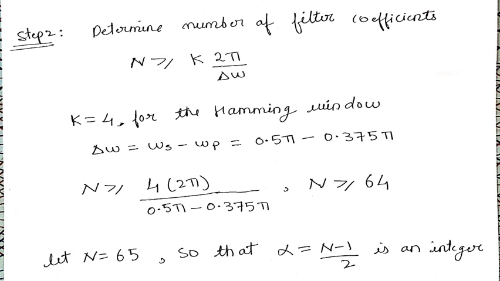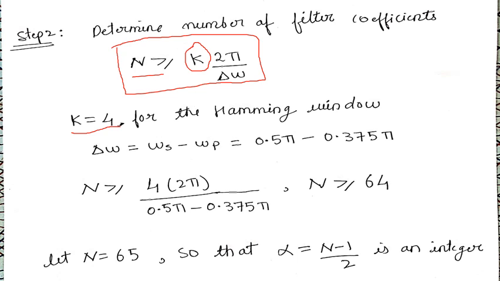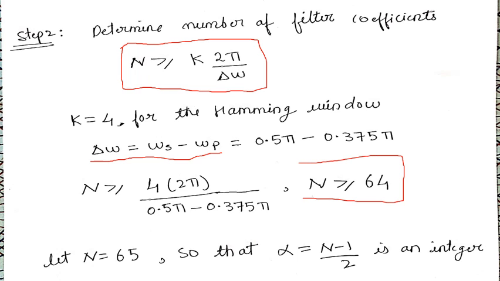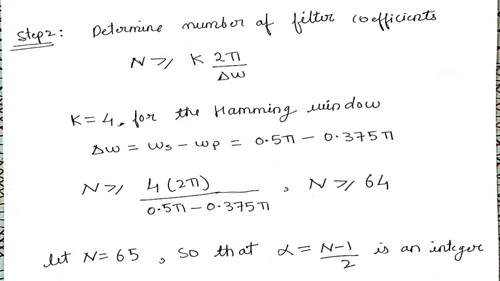Step 2 is to determine the number of coefficients N, and the formula for N is as displayed on the screen. The value of k depends on the window type which we are using. For the Hamming window, the value of k equals 4. Next, delta omega equals omega s minus omega p. Now we substitute the values of k and delta omega in this equation, and after simplifying we get N greater than or equal to 64. We will choose N as 65 so that alpha, which equals N minus 1 by 2, becomes an integer.